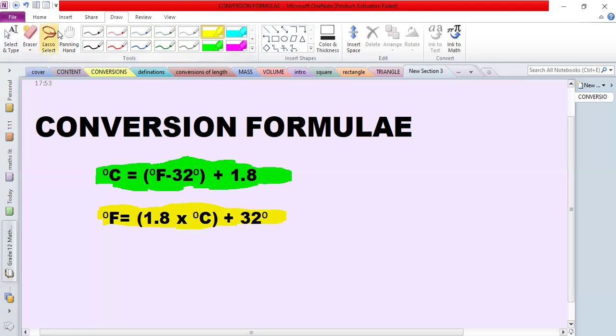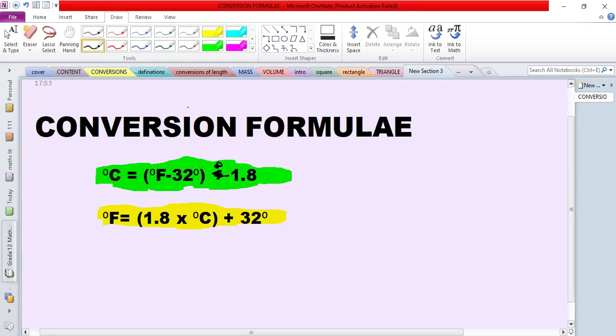I'm trying to fix it. I will fix it for you right now. If you've copied that formula, it might have been a typing error. This is supposed to be divide by 1.8. I'm just trying to erase it there. Degrees Celsius is equal to degrees Fahrenheit minus 32 divided by 1.8.